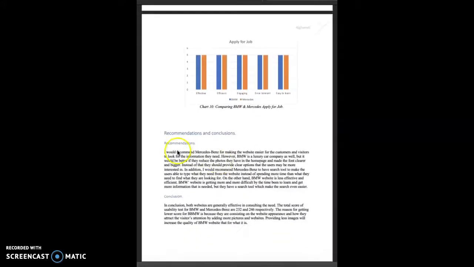conclusion. In conclusion, I would recommend the Mercedes-Benz website over BMW due to the fact that I got a higher score in the results, 264 out of 250, which is a really high number. The Mercedes-Benz website was easy to learn and easy to access for any users.